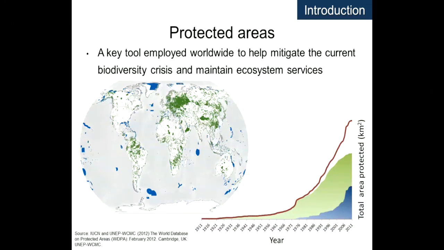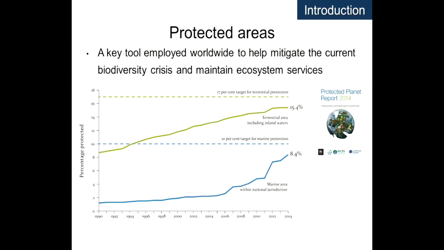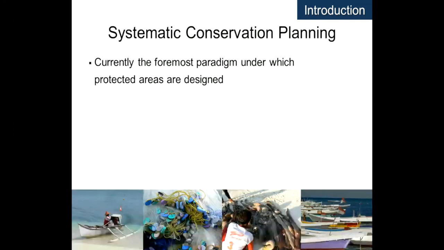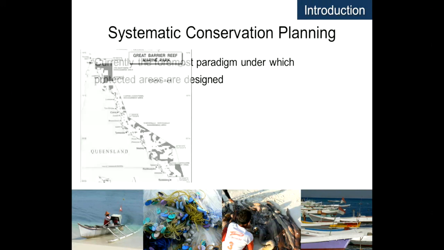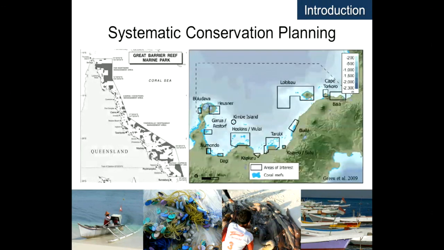It's likely that the number of protected areas will continue to rise, driven by targets such as the Convention on Biological Diversity, which is to protect 10% of marine area and 17% of terrestrial area by 2020. So systematic conservation planning is currently the foremost paradigm under which protected areas are designed. And this approach is being employed increasingly in both a developed and a developing country context. And on the right here is Kimbe Bay in PNG.